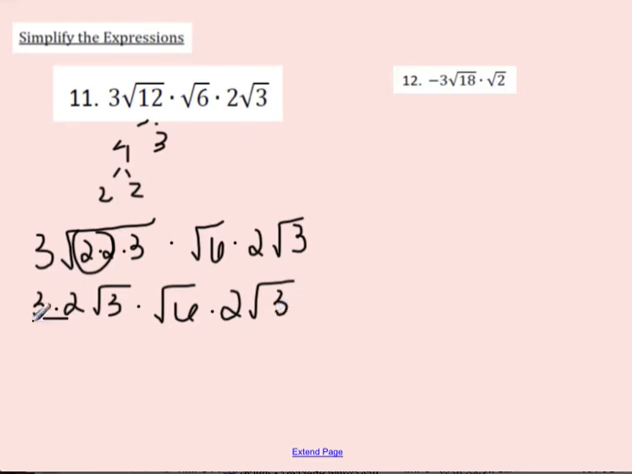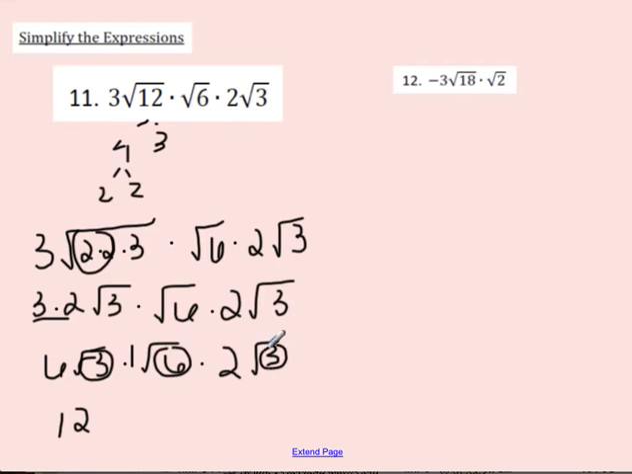So then I'm going to multiply these together, so I get 6 square root of 3 times the square root of 6 times 2 square root of 3. So then I'm going to multiply 6 times 1 times 2 for those numbers on the outside. And that's going to give me 12. Then I'm going to multiply underneath that radical, and I'm going to get 3 times 6 times 3. Now that's going to give me the square root of 54.